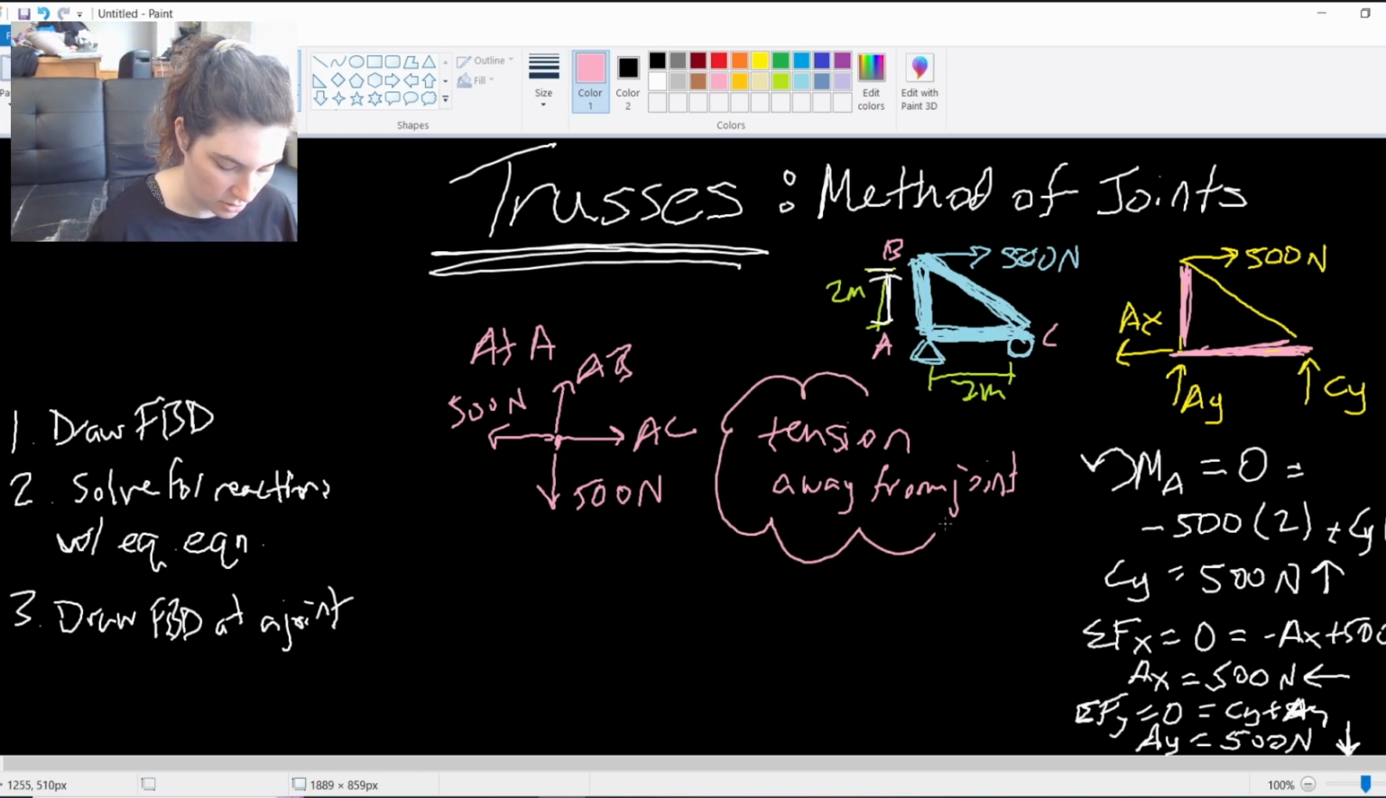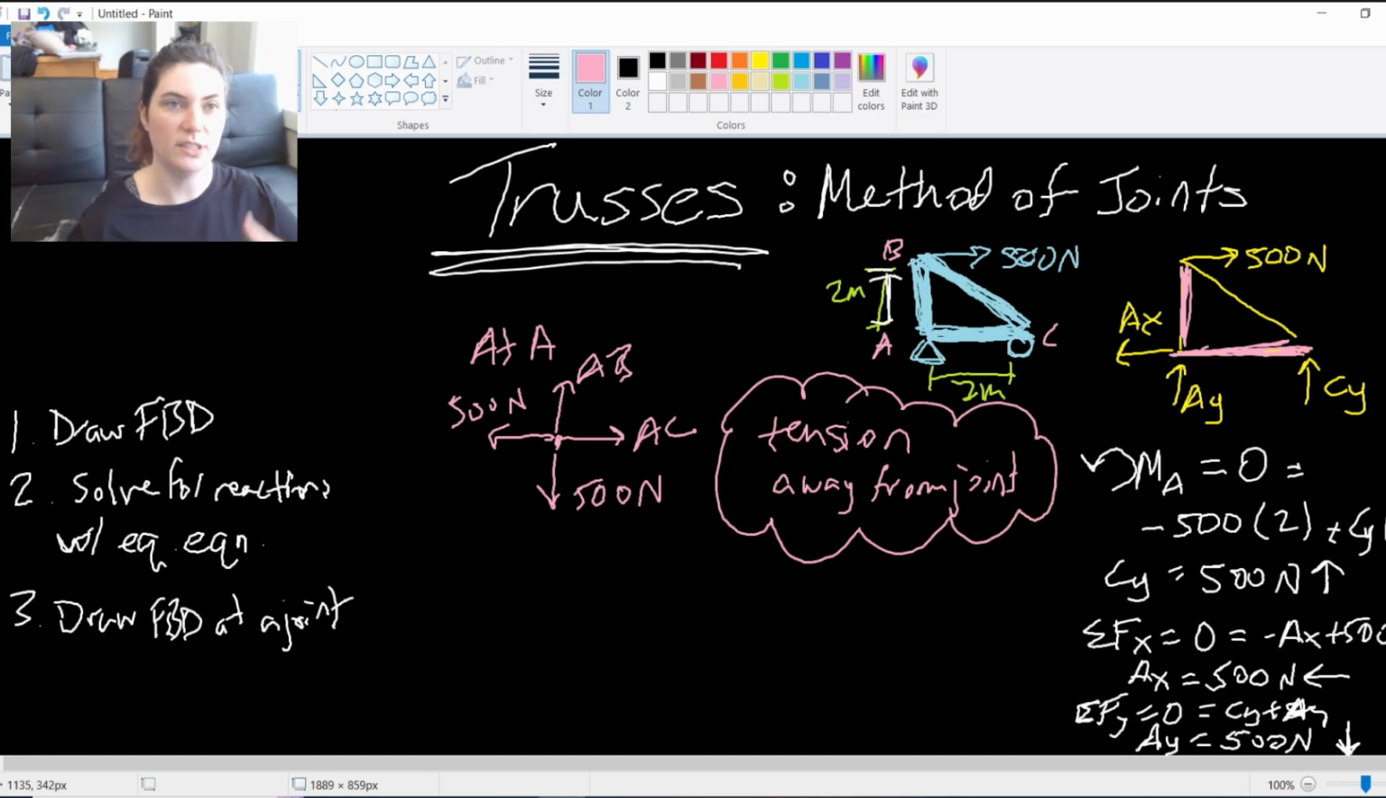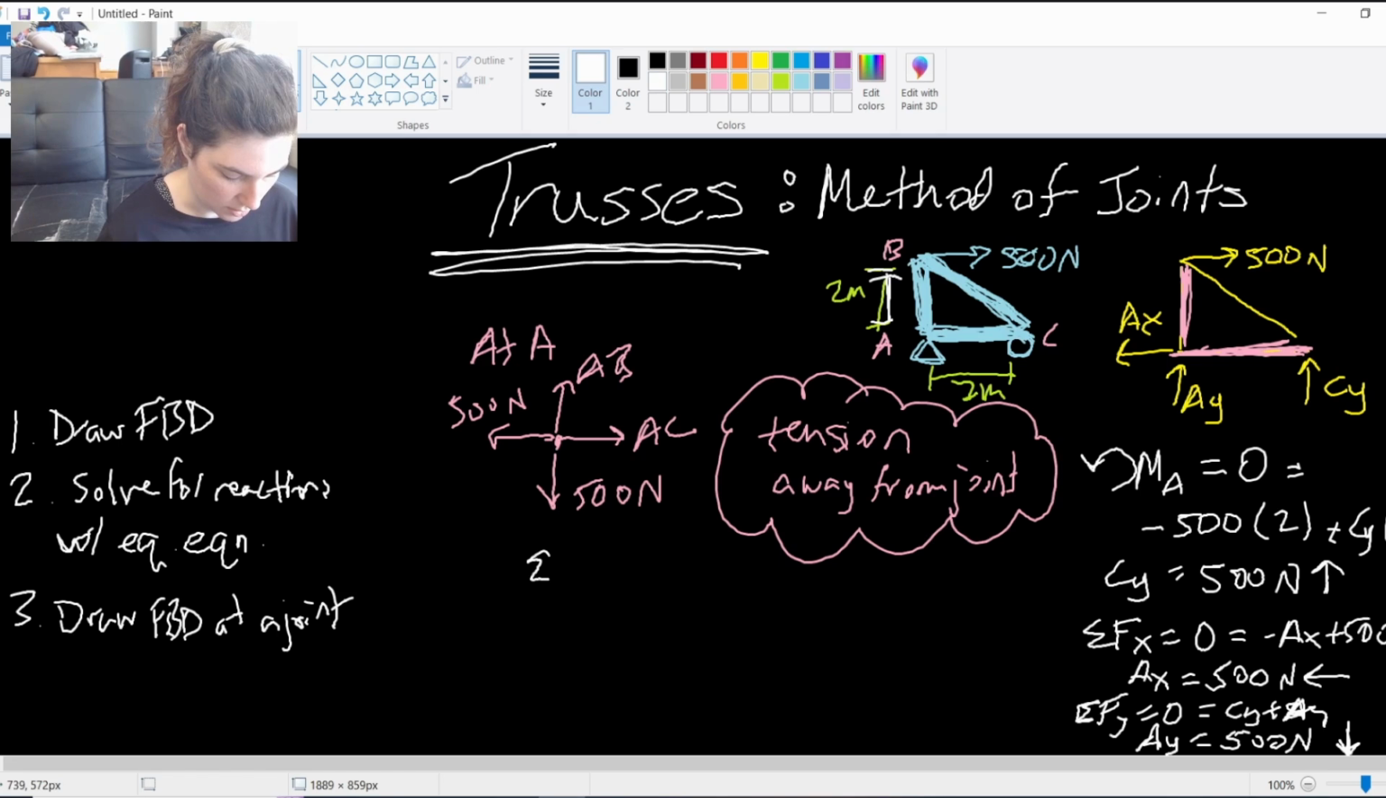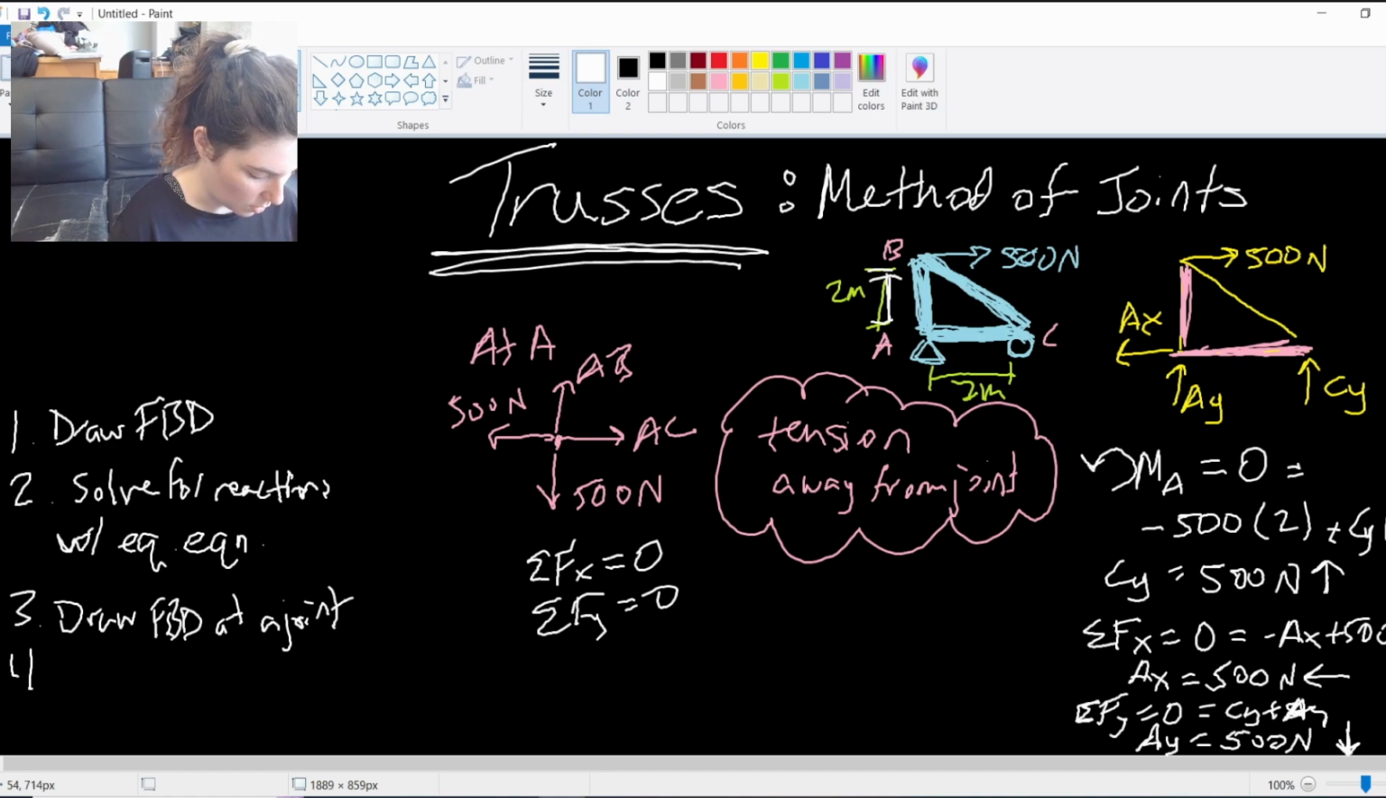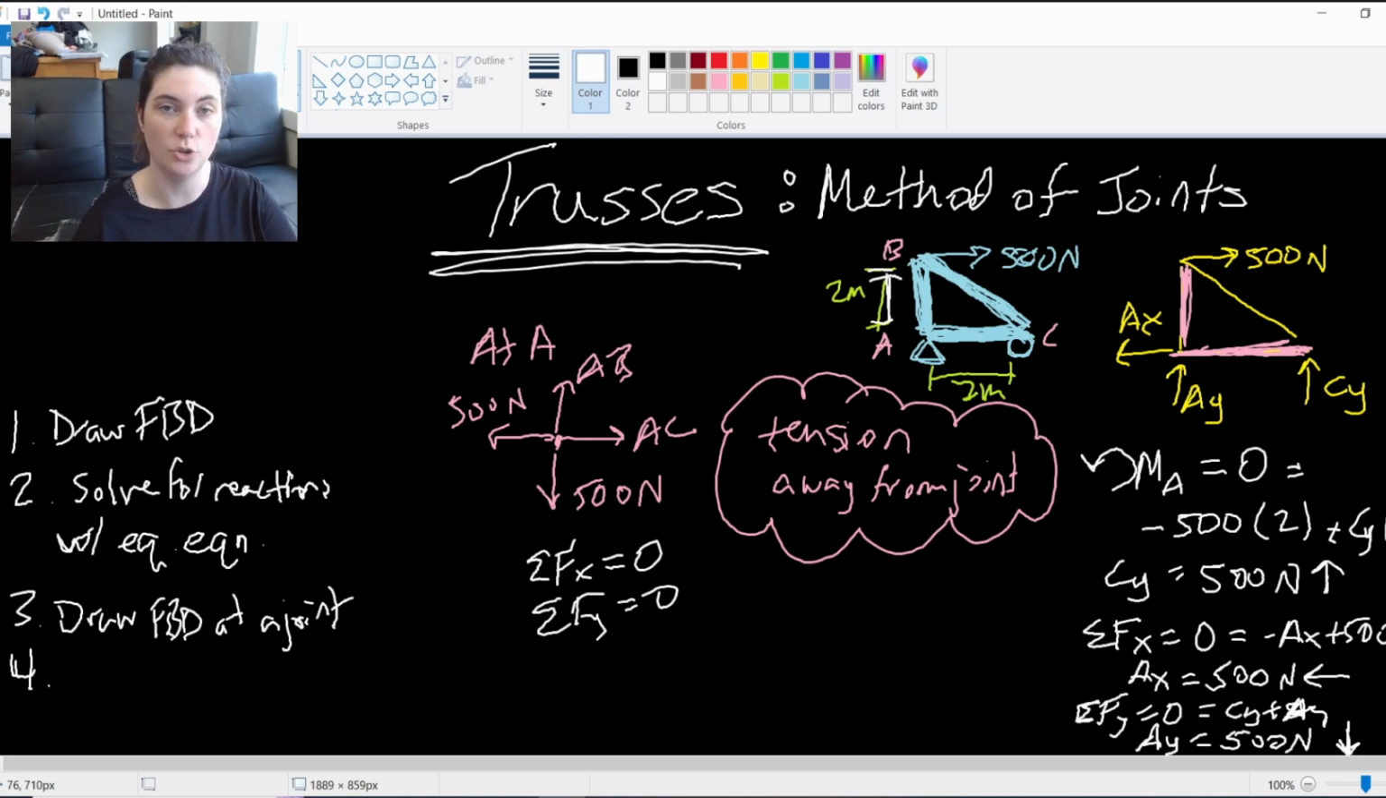So tension always acts away from the joint. Both of these being in tension, we can solve this now, right? It's pretty straightforward to solve. If you had any angles, you apply your equilibrium equations: your sum of x equals 0, sum of y equals 0. That's step 4. Step 4 here is after you draw a free body diagram at the joint itself, you solve for the member forces.